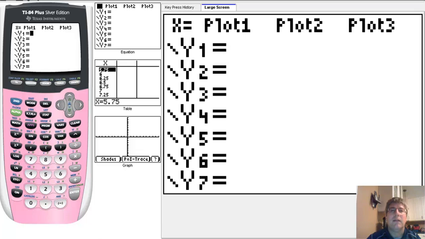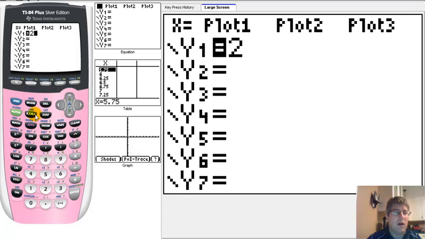Welcome back. Let's take a look at using our TI-84 graphing calculator to locate the x-intercepts of a quadratic function. So get your calculator into the graphing mode, use the Y= button under the screen, and let's put our quadratic equation in. Let's use the one that we did in the last video. We should come up with the same answer.